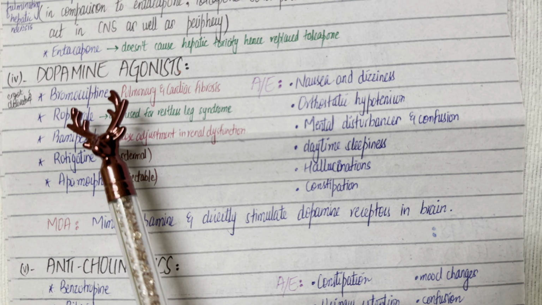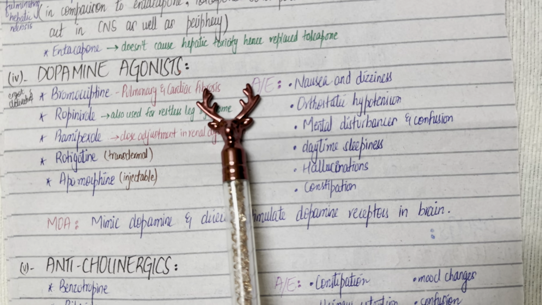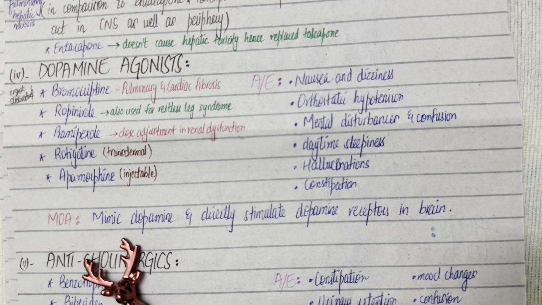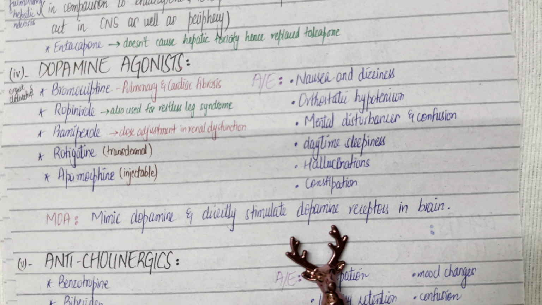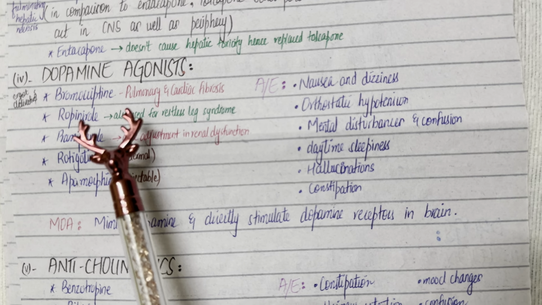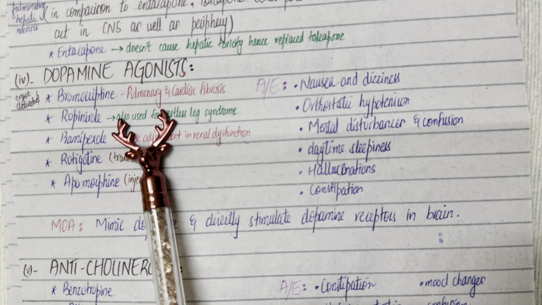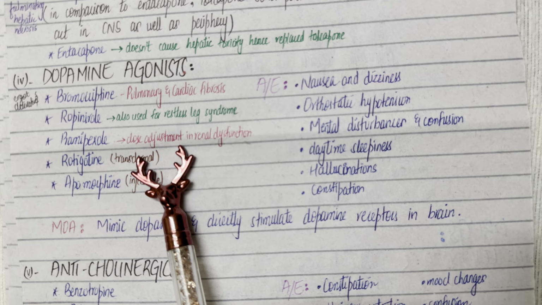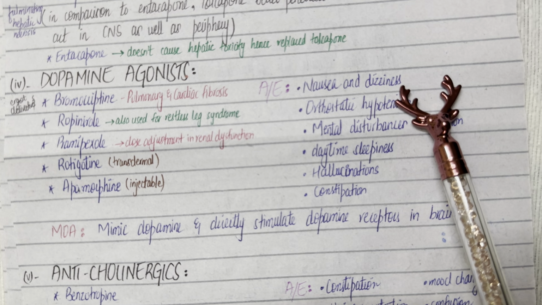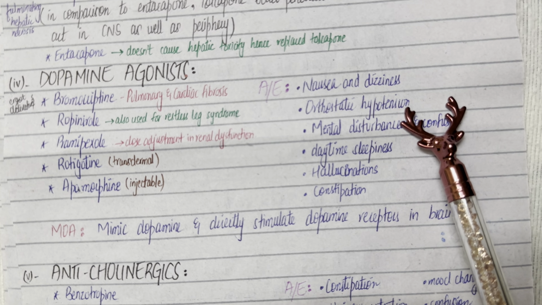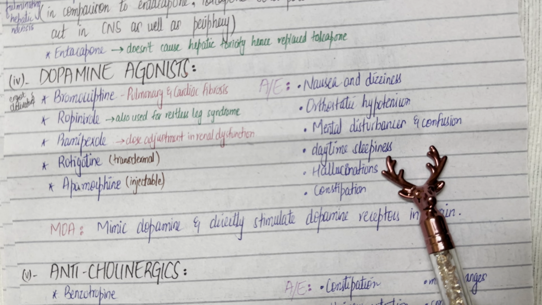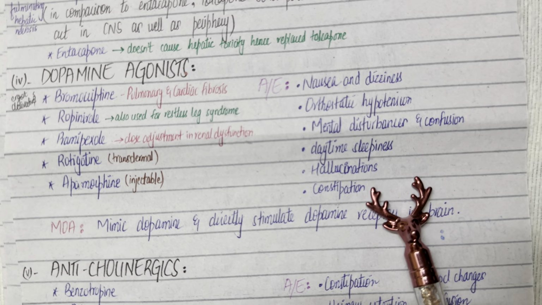The next class of drugs is of dopamine agonists. Their mechanism of action is as the name suggests. They mimic dopamine and directly stimulate dopamine receptors in brain. The drugs included in this class are bromocriptine, ropinirole, pramipexole, rotigotine, and apomorphine. Adverse effects are nausea and dizziness, orthostatic hypotension, mental disturbances and confusion, daytime sleepiness, hallucinations, and constipation.